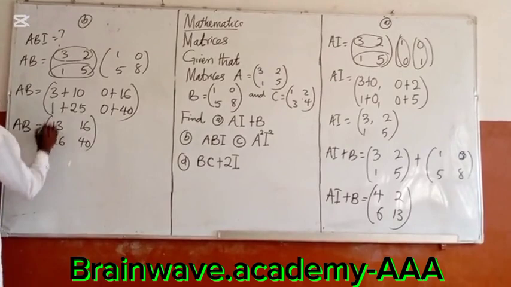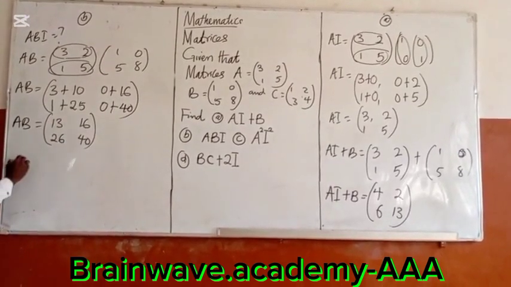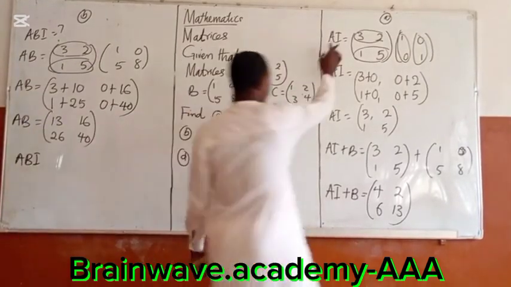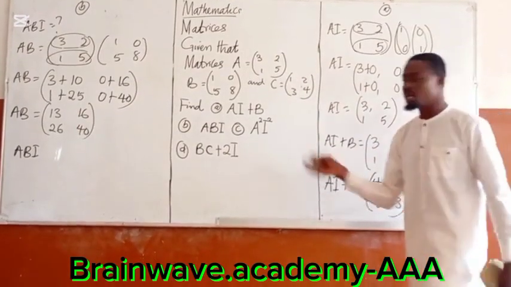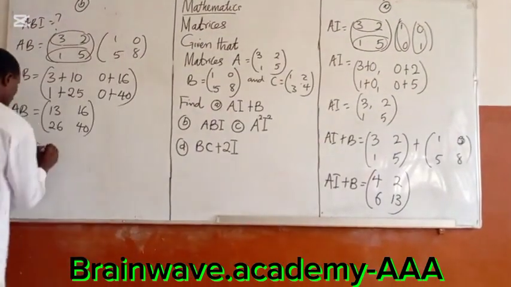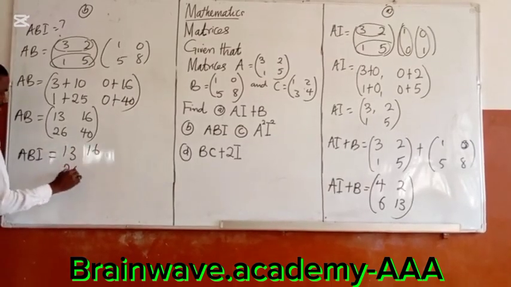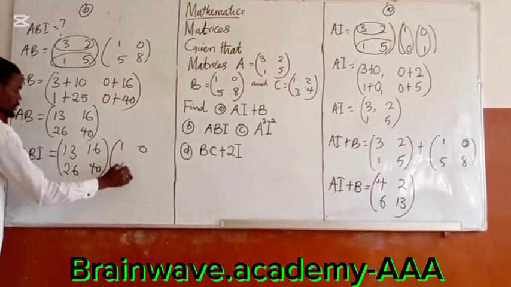This is AB. But the question said find ABI. And remember that there is a property that AI is the same thing as A. Even if you see AB times I, it is still AB. But let's do it together. We have AB as 13, 16, 26, 40. Then I for 2 by 2 is 1, 0, 0, 1.